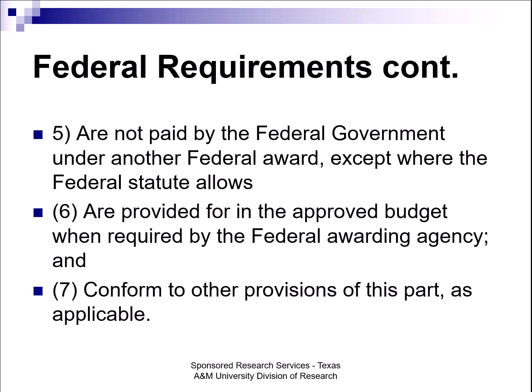Additional requirements are as follows. 5, are not paid by the federal government under another federal award, except where the federal statute allows. 6, are provided for in the approved budget when required by the federal awarding agency. And 7, conform to other provisions of this part as applicable.